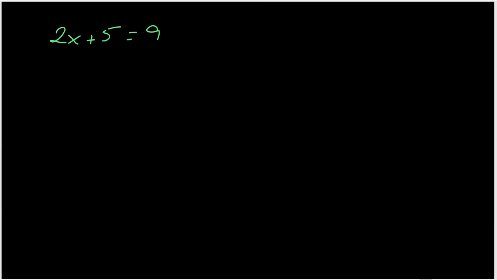I see multiplication because we have a 2 times an x, and I see addition, right? So right here we have multiplication, and here we have addition. What that tells me is that I want to go backwards from the order of operations, so I need to get rid of the addition first. I'm adding 5, so I need to subtract 5 from both sides. Then my new equivalent equation is 2x equals 4. I still have that multiplication to deal with, so we're going to divide by 2.